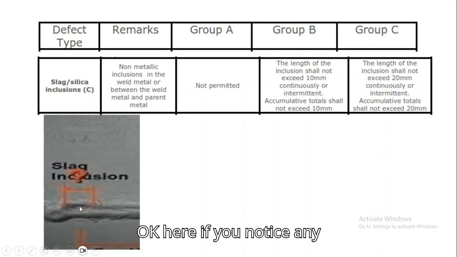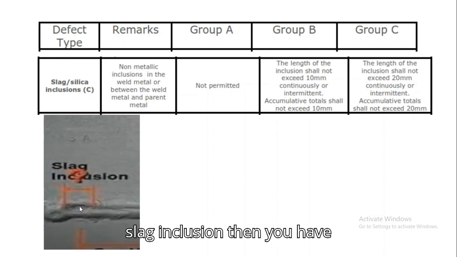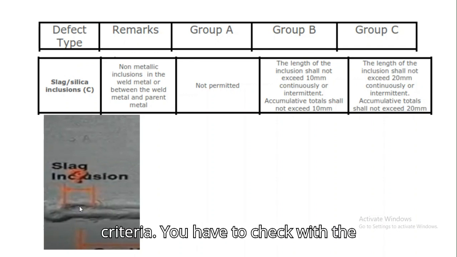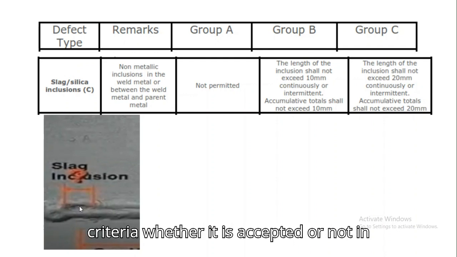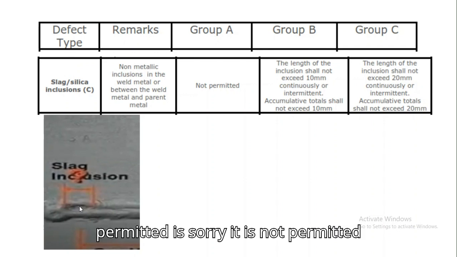Here, if you notice any slag inclusion, then you have to verify with the criteria. You have to check with the criteria whether it's accepted or not. In group A, it's permitted. Sorry, it's not permitted.